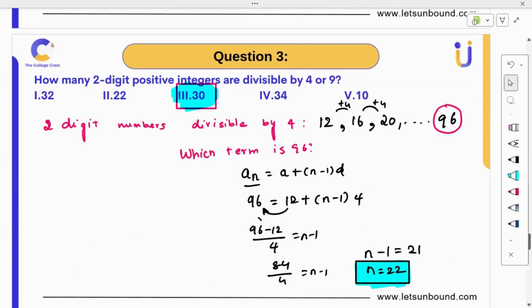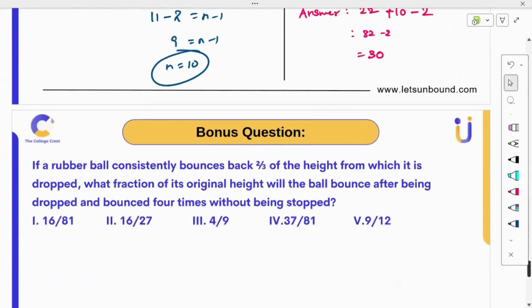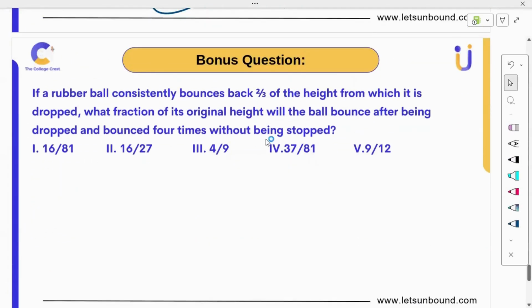That's it. So now we are into the bonus question. If a rubber ball consistently bounces back 2/3 of the height from which it's dropped, what fraction of its original height will the ball bounce after being dropped and bounced 4 times without being stopped? Okay, I can give you a clue. Try generating a GP for this. GP means geometric progression, geometric sequence. You will get an idea. So do drop your answers in the comment box.